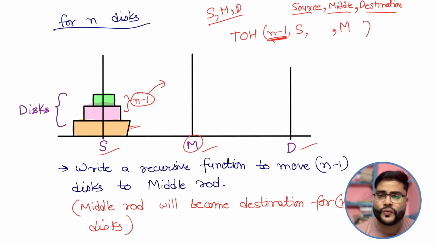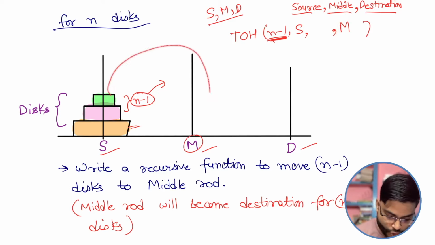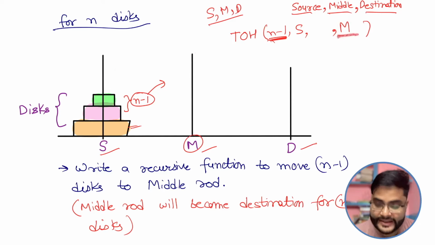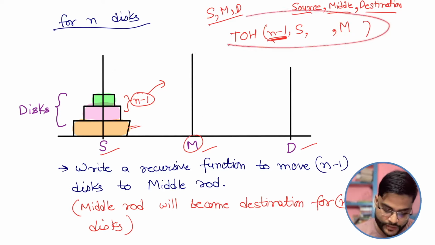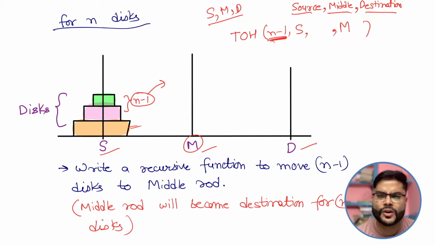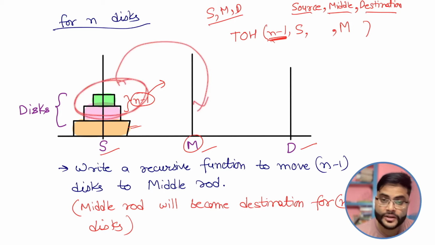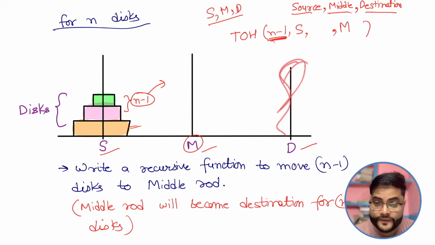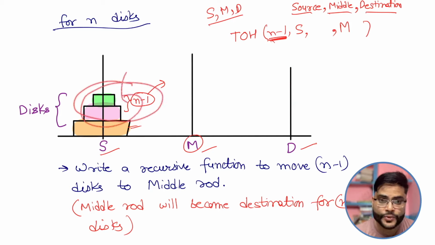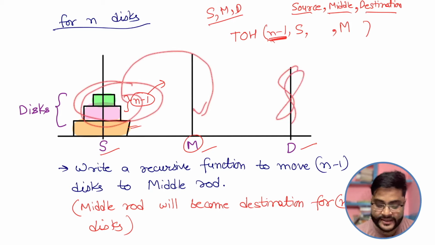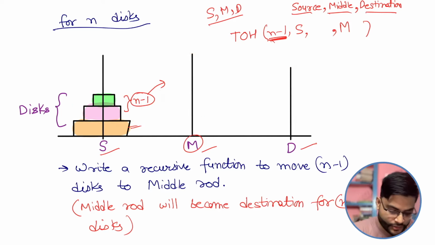Why am I taking the middle rod as my destination rod? Because I want to move from source to middle. So my middle will be the destination rod in this recursive call. What will be my helper rod here? I want to move n-1 disks from source to middle, so the destination rod will act as the middle rod here. Don't confuse between these.